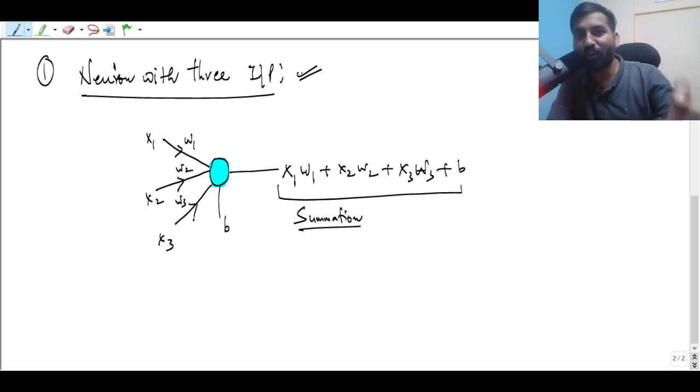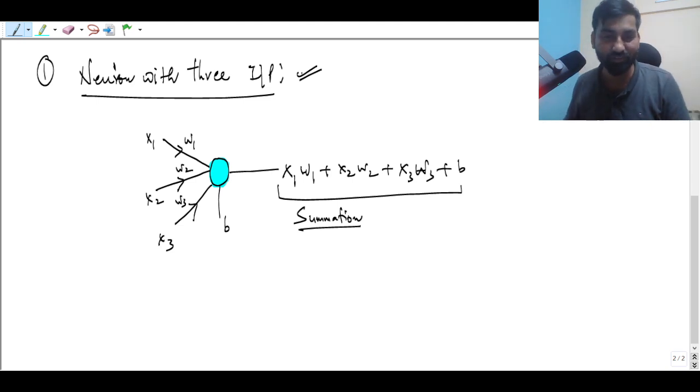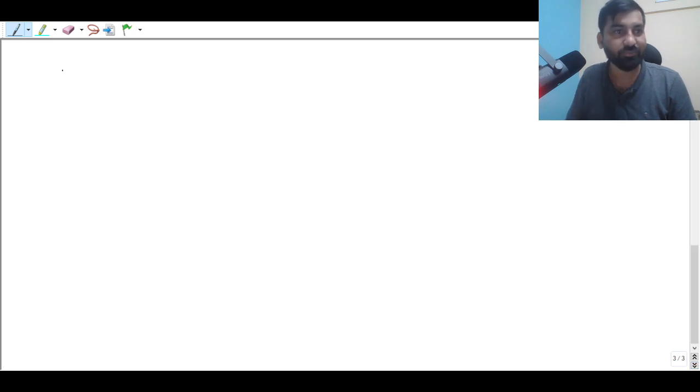I'm talking about a neuron with three inputs. Suppose we increase the number of inputs. If we increase the number of inputs, the weights are going to increase also. So the next structure I'm going to talk about is the neuron with four inputs.